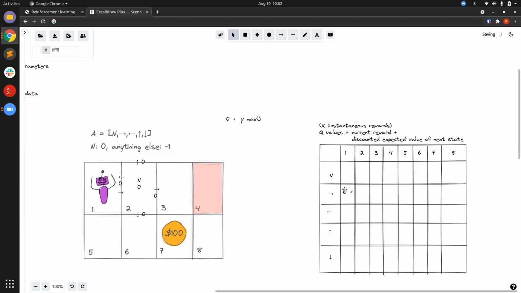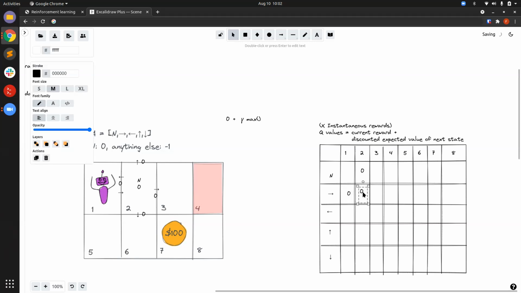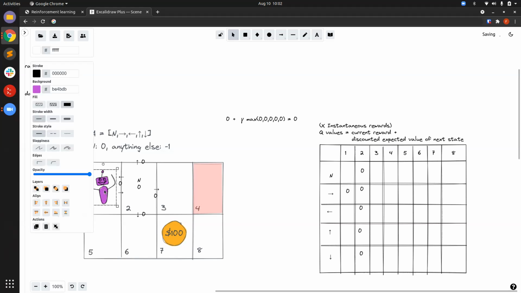So what I'm doing here is looking for the max across all of these values in state 2. So I'm looking for gamma max of a bunch of zeros. So now my new Q value in state 1 is still 0. Okay, so far so good. Now I'm in state 2.